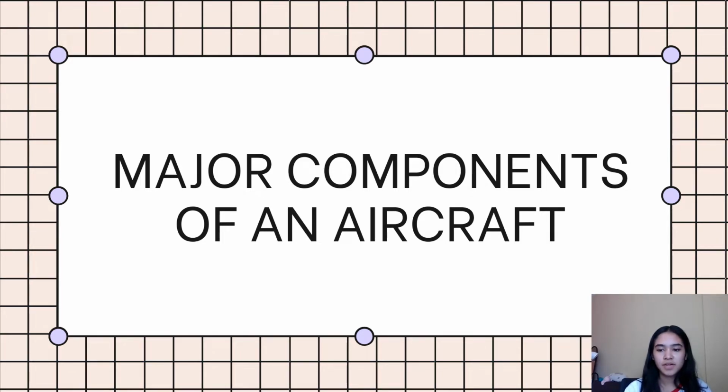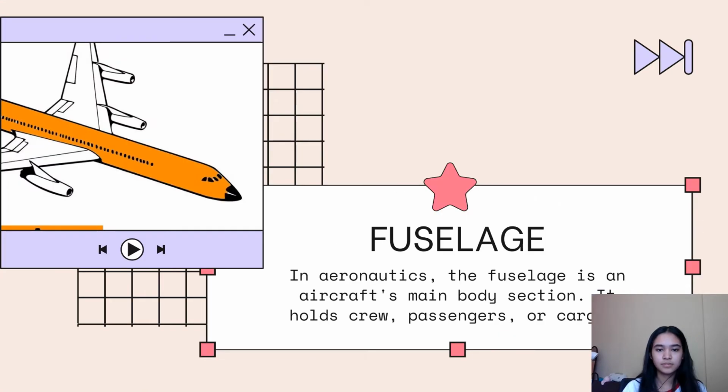Now, there are five major components of an aircraft. First is the fuselage. In aeronautics, the fuselage is an aircraft's main body section. It holds crew, passengers, and cargo.